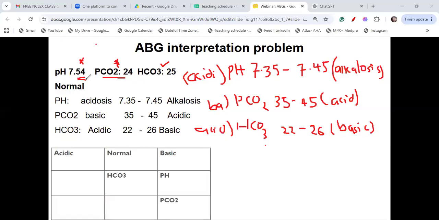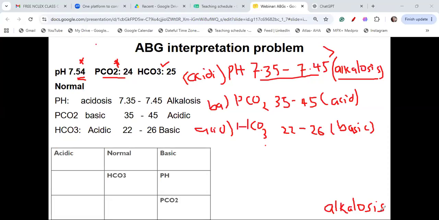7.45. Where does it lie? This is the normal range. Definitely, it is above 7.45. So that means it is alkalosis. So you write the last name, alkalosis.